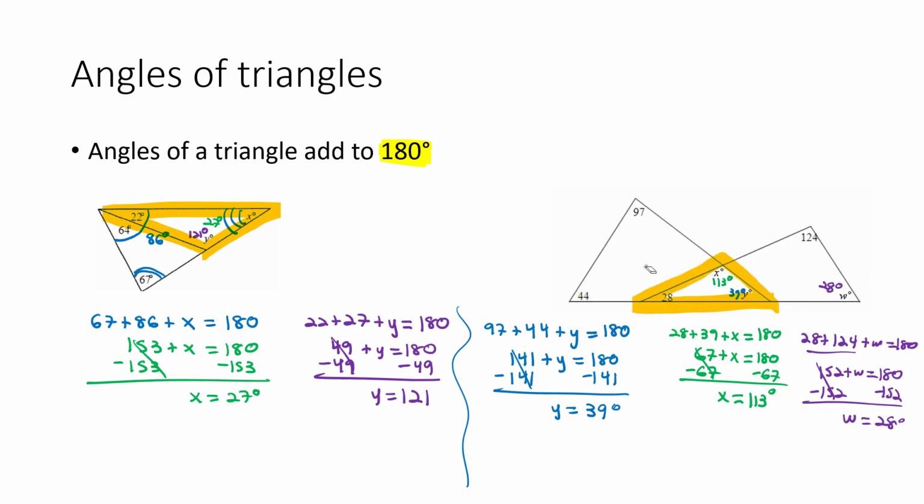And if I erase the highlighting so that you can see a little better, we have now found all three of our missing angles. So the first other property of triangles you need to know is that all the angles of a triangle will always add up to 180 degrees.